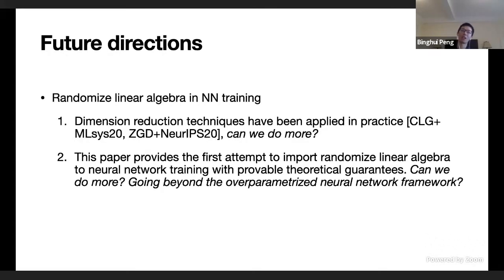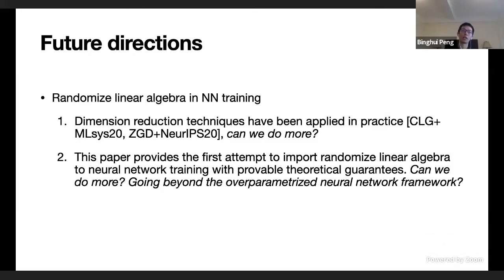Okay, finally, I'll point out some future directions of this paper. There could be many future works on this. For example, one can improve the dependence on the weights, or one can maybe extend our result to multiple layers, but I will focus on one specific interesting direction, that's to use some randomized linear algebra in neural network training.